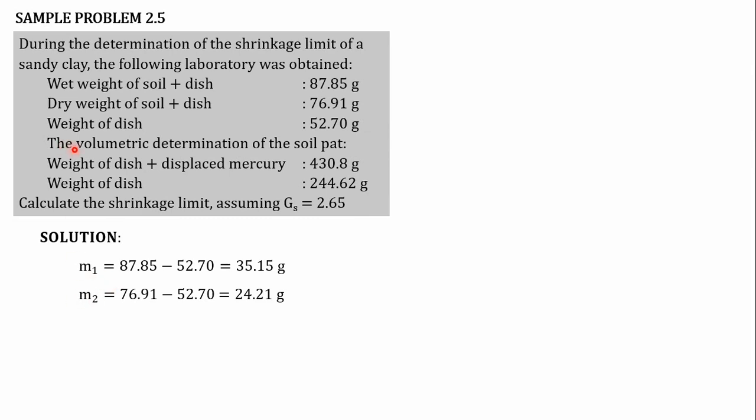Okay, let me repeat, class. In the volumetric determination of soil pat, this is done to solve for the oven-dried soil volume, or V2. This is the concept, class. Let me explain it. Here, class, there is a container, a big container.